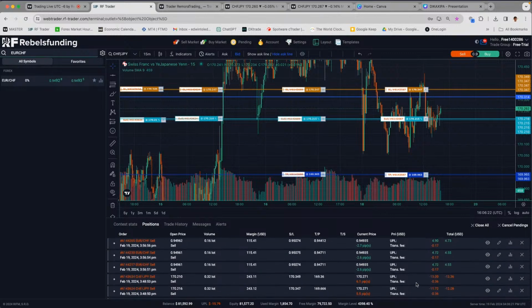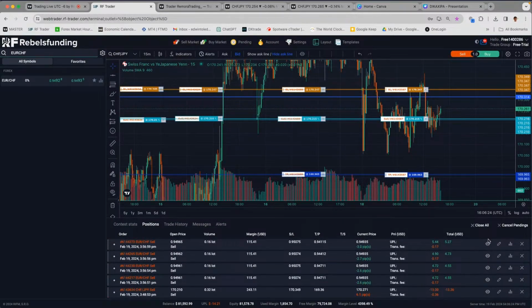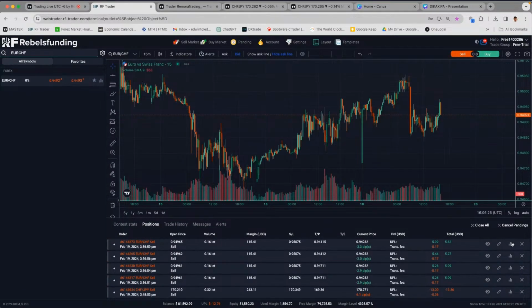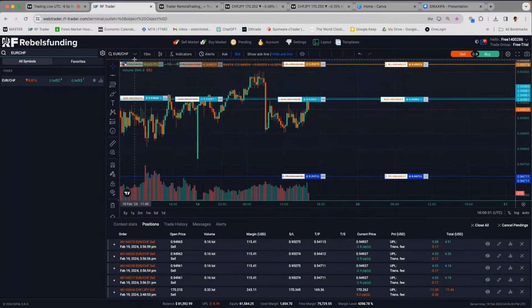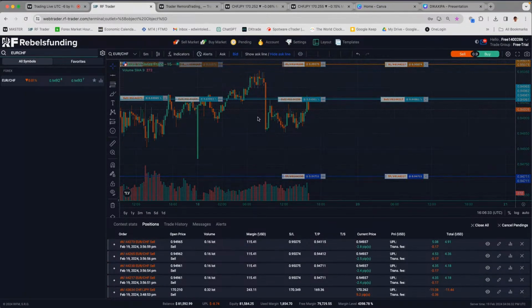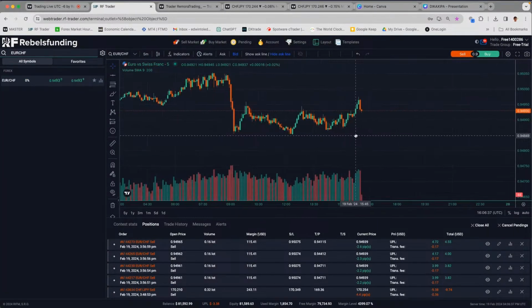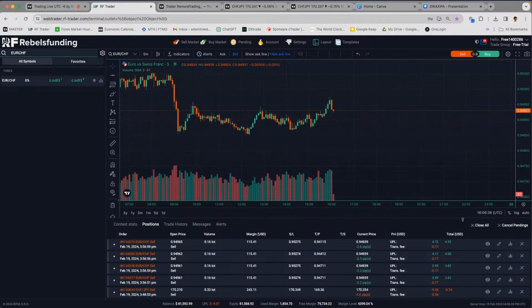Knitting is the only one so far. Euro CHF looks like it's just moving right at the point in time that we decided to get the sell.